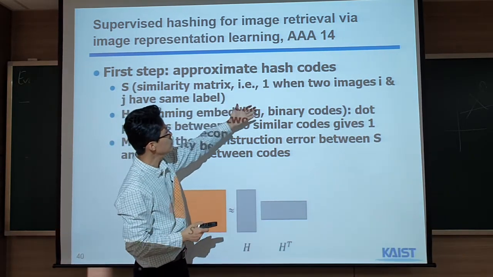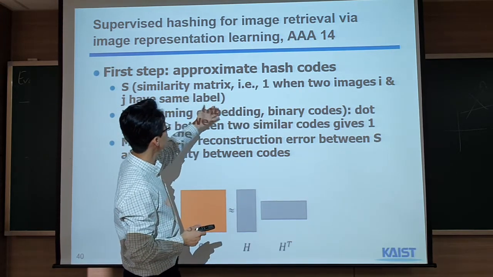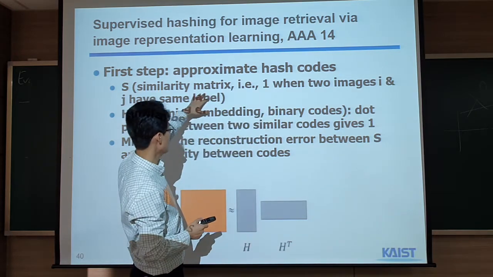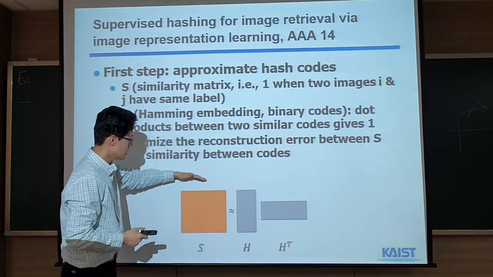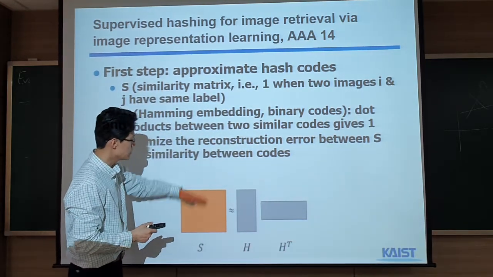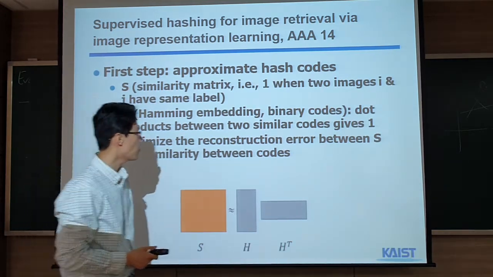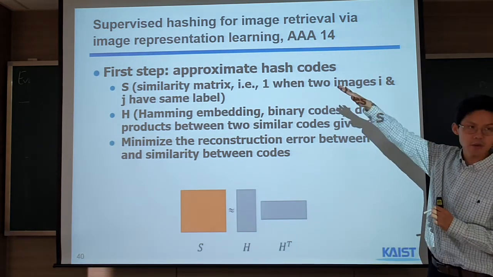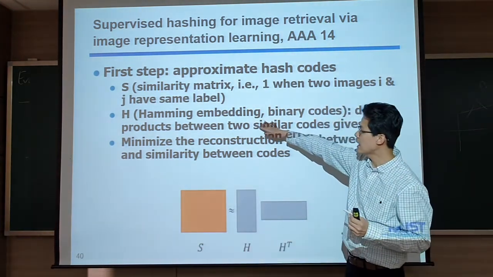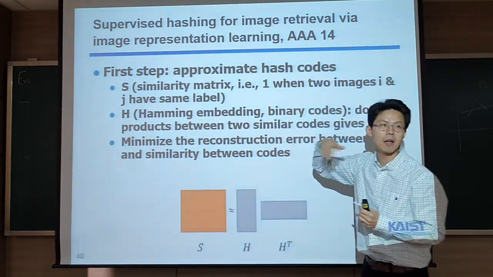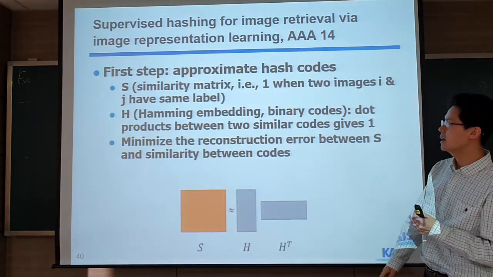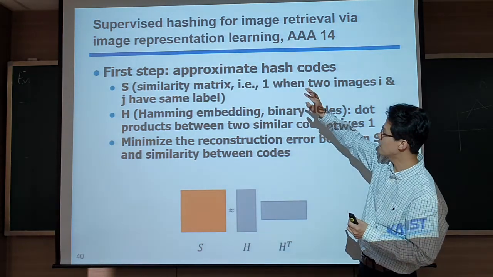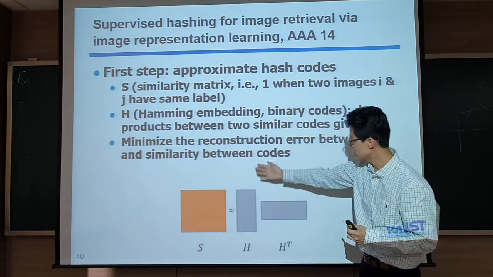Basically, when two images i and j have the same label, we give 1. Otherwise we give 0, right? That's like a similarity matrix between all the image pairs. And then we want to somehow assign a binary code to each image. That's known as Hamming embedding. Hamming embedding is nothing but binary code embedding. And then we assign a Hamming binary code to each image, right?